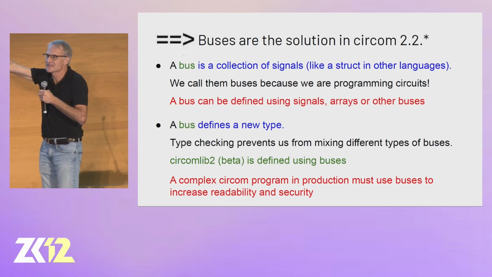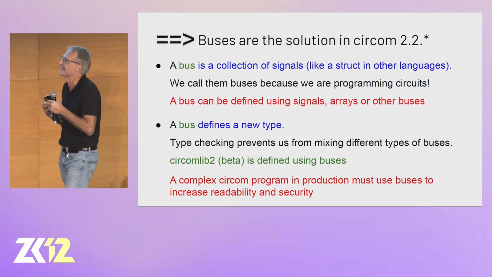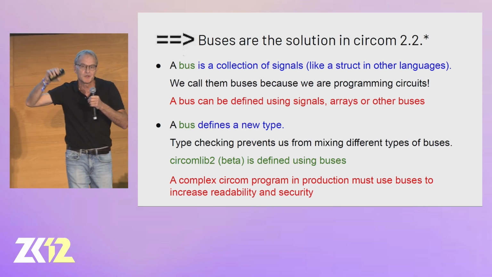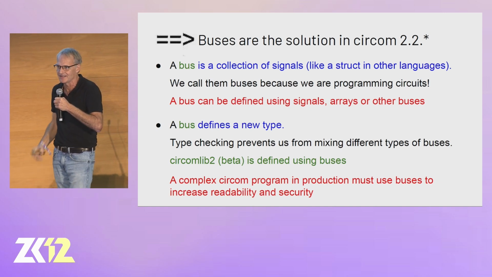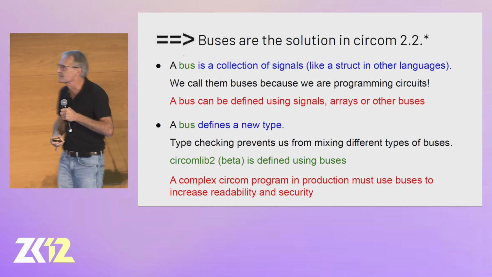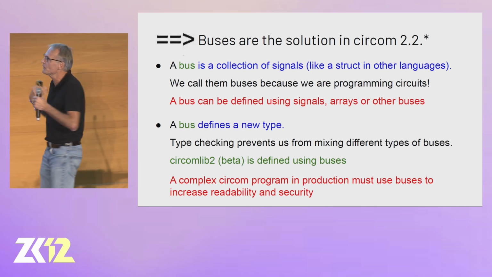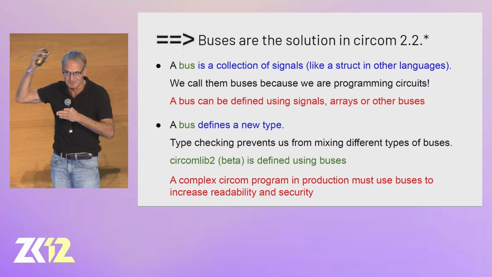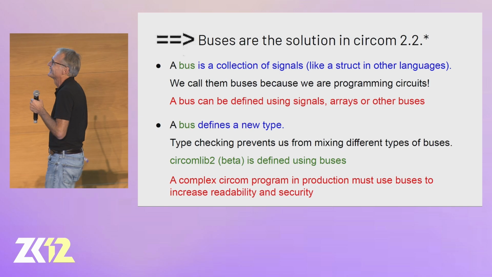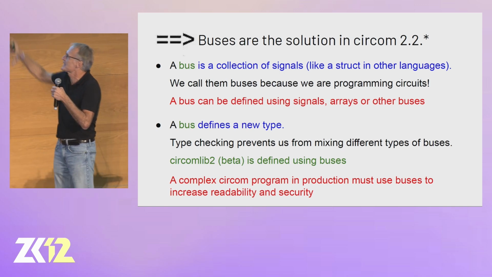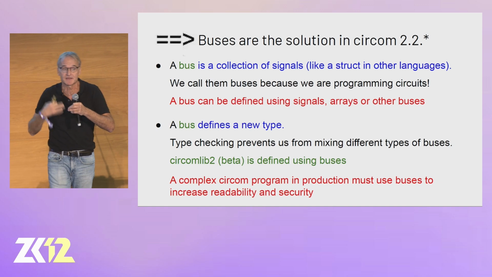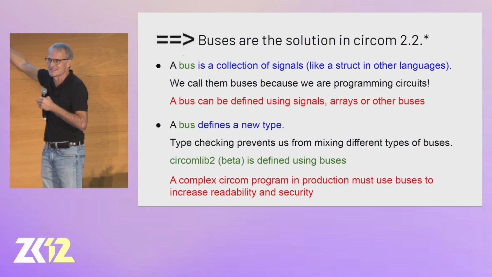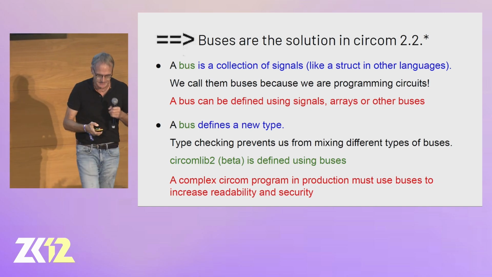And then very soon we will release a new version of the Circom library, which is the circomlib, using all these buses and changing it completely. I will talk about this a bit later. So what we believe is that a complex Circom program in production, and we have seen many projects that use Circom in production, must use these buses to increase readability, because if you want to audit your circuit, buses will help a lot, and also to increase security.